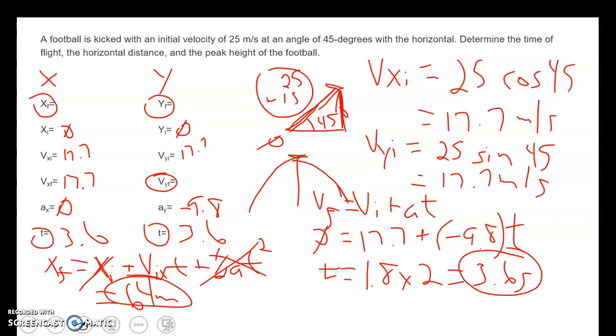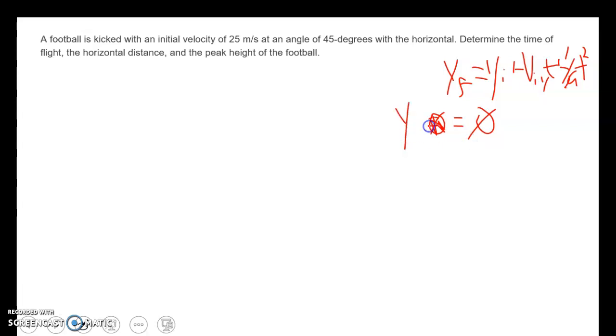And now the peak height of the football. There are a couple of different ways to do it. You could use either the vf squared equation or the xf equation, just using the y components. I'm going to use y final equals y initial plus initial velocity in the y times t plus 1/2 at squared. My final y position is what I'm solving for.